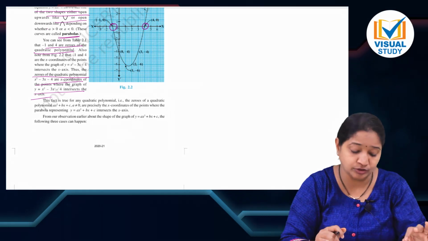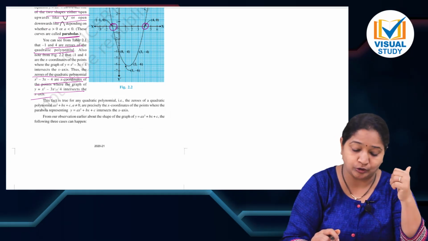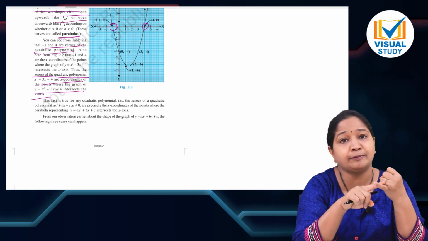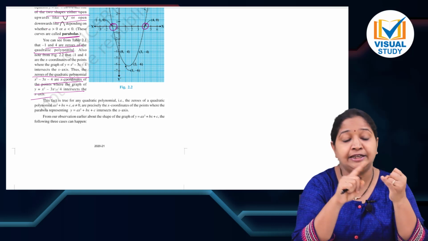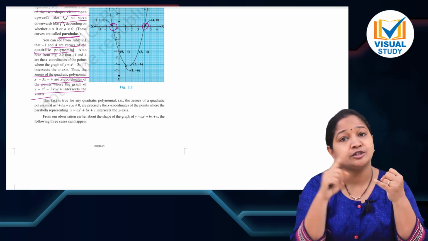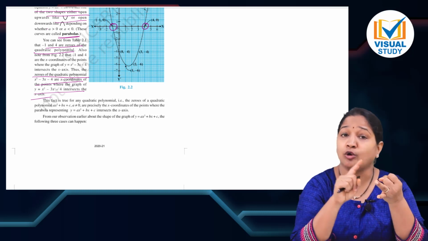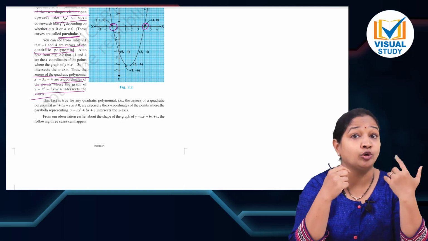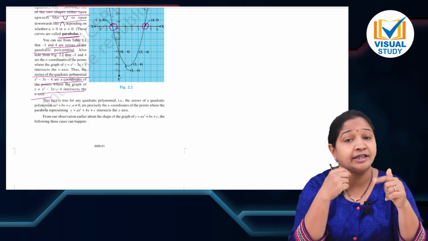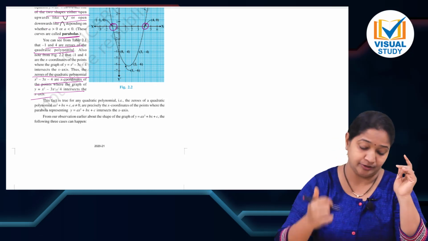So how many zeros? This fact is true for any quadratic polynomial: the number of zeros is 2. Actually, it depends on the degree. A linear polynomial has degree 1, so it has 1 zero. A quadratic polynomial has degree 2, so it has 2 zeros. A cubic polynomial has degree 3, so it will have 3 zeros. Okay.